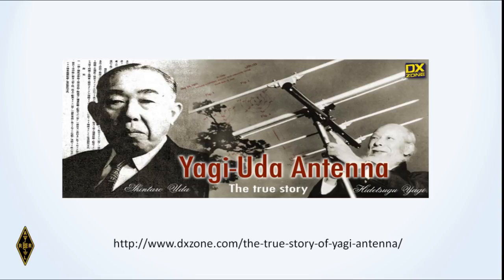The most common high frequency, VHF, UHF directional antenna is called the Yagi. It properly should be called the Yagi-Uda antenna. In fact, if you go to the link there, you'll read the whole story, and you'll find out it really should be called the Uda antenna, because Yagi was a Japanese scientist, and Uda was his assistant. And Uda came up with the concept, and Yagi took the credit. But anyway, we call it the Yagi.